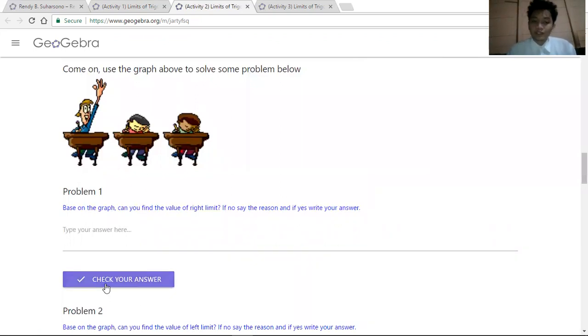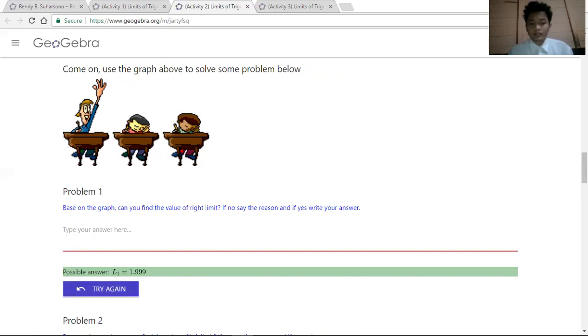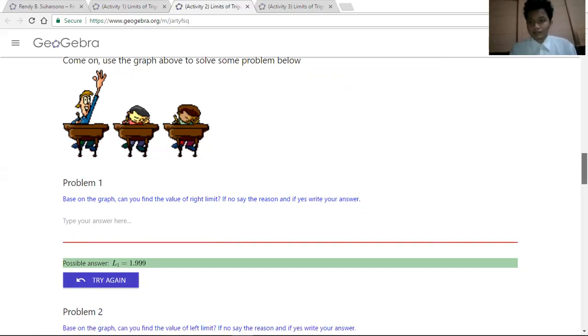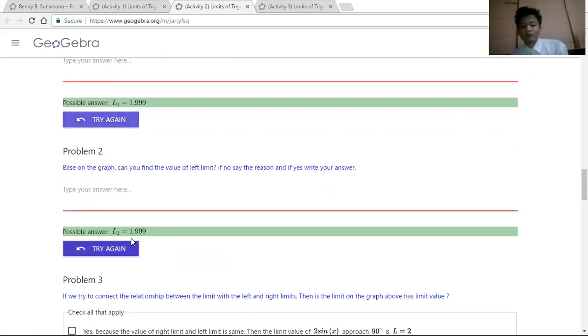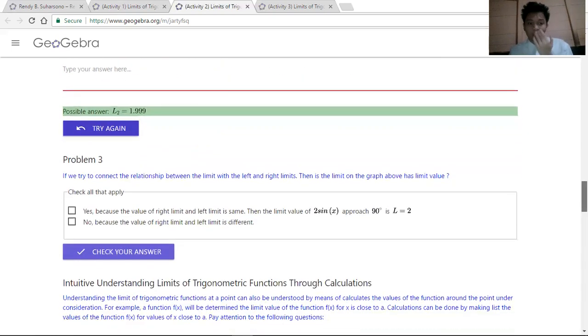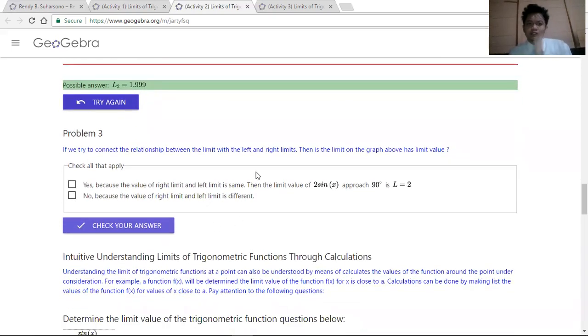Based on the graph, can you find the value of the right limit? If no, say the reason, and if yes, write your answer. The possible answer is L1 is equal to 1.999. Problem 2, based on the graph, can you find the value of the left limit? If no, say the reason. If yes, write your answer. L2 is 1.999.